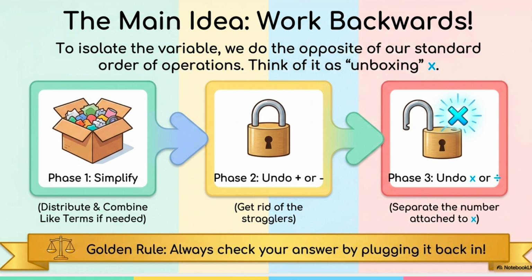The main idea with multi-step equations is to work backwards. To isolate the variable, we undo operations in the opposite order from how they were done. If there's anything to simplify first, like distributing or combining like terms, do that first. Then undo addition or subtraction, and finally undo multiplication or division. You can think of it like unboxing x step by step.